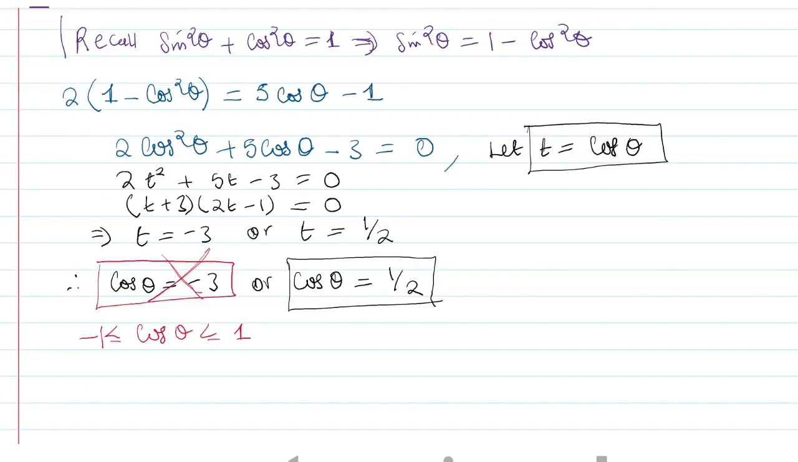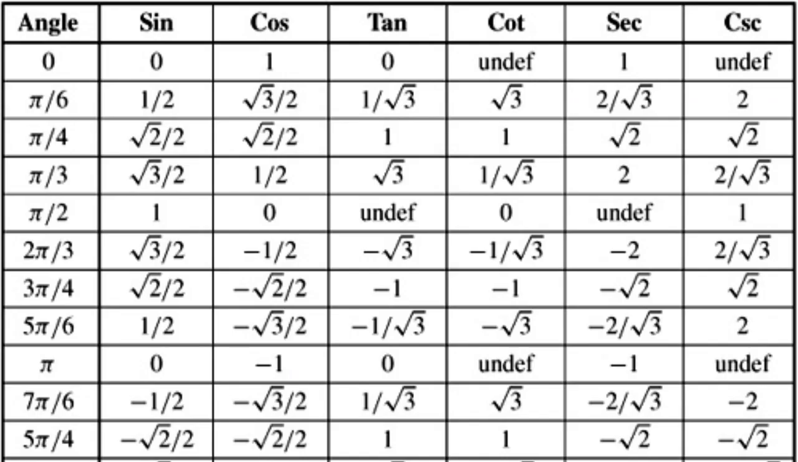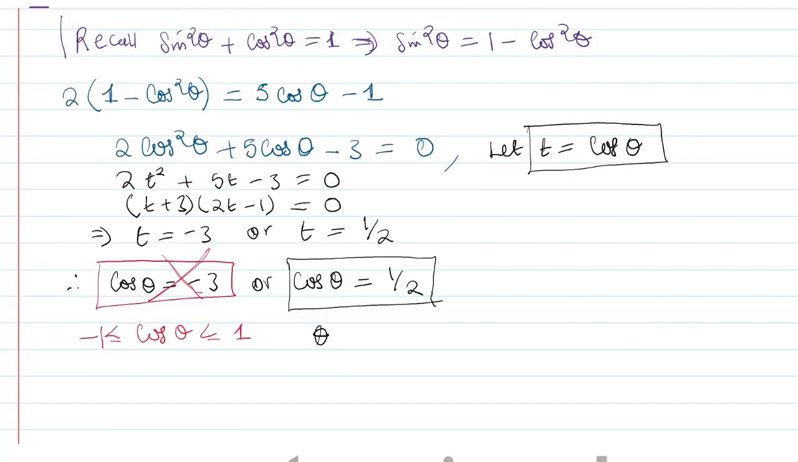The remaining one is cos theta equal to 1 over 2. Looking on our table or having memorized this, we can see that theta is equal to pi over 3. Okay. Now, since cos theta has 2 pi as the period, for the general solution we are going to add 2 pi n.